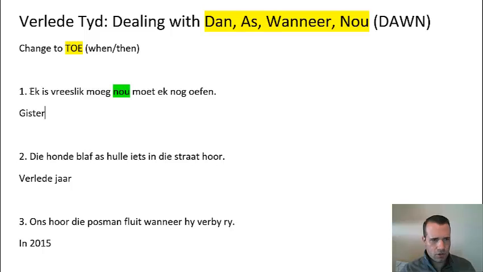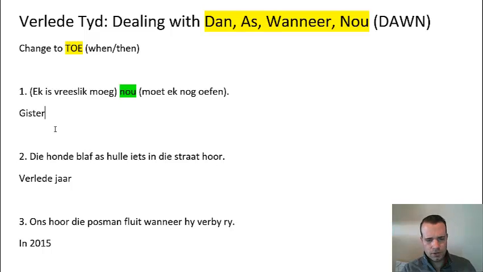So: ek is vreeslik moeg. You want to divide your sentence again into two parts. Change that part into the past tense, then change your second part into the past tense, and flip your nou over to toe. That's the only difference really from this rule and the previous one, is that these four will change to toe in the past tense.